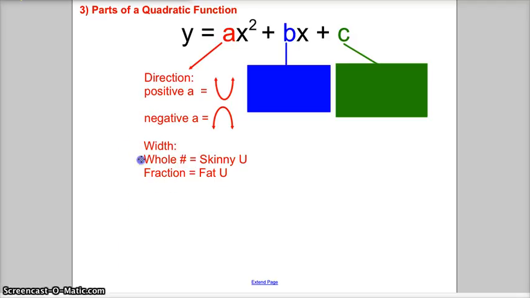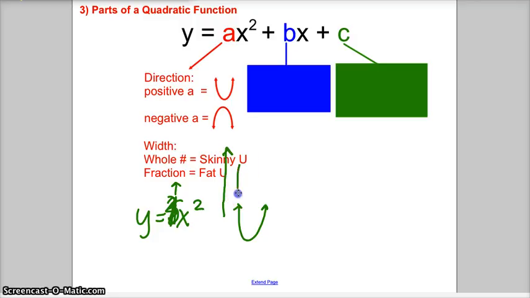The larger the whole number, the skinnier the U. So if you were to take a U-shaped graph, the standard width is of the parent function y equals x squared. This is as basic as it gets, thinking about this as a 1. So this has a standard width. As you increase this number and make this one larger and larger, and you make it a 2 or a 3 or a 4 or a 5, as that number gets higher and higher, it's pulling this U shape skinnier and skinnier each and every time.